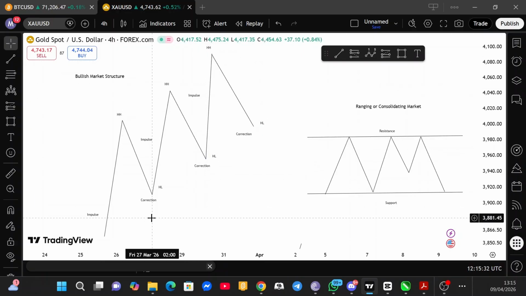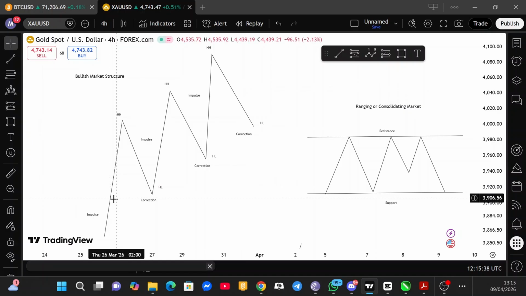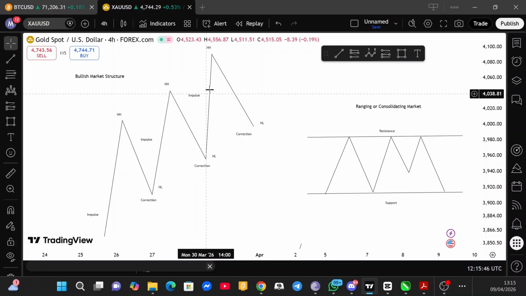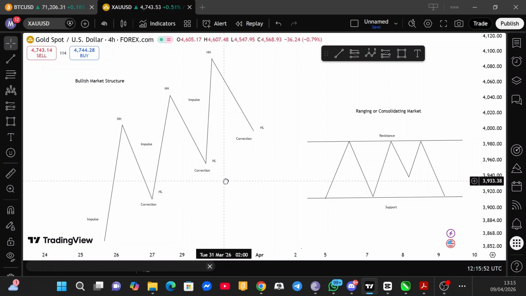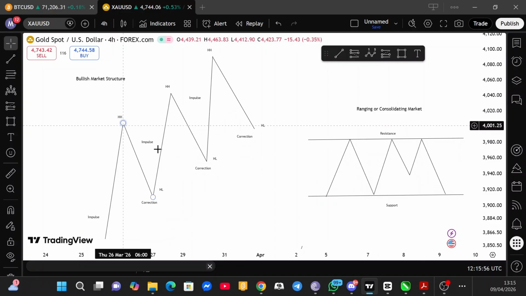Now, the market does not move in a straight line, like you might have already noticed by now. You will notice that the market will move up, enter a correction phase, move up again, enter a correction phase, move up again, and then enter a correction phase, and so on and so forth. Whenever we're in a bullish market, it must create higher highs and higher lows.